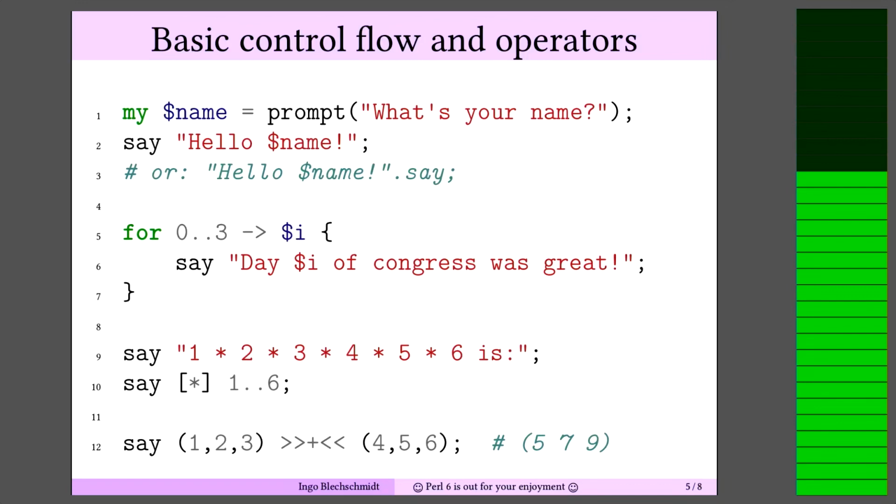Finally, in the last line, you see another way of systematically creating new operators out of given ones. This is the operator for doing component-wise addition. So you have 1 plus 3, 2 plus 5, and 3 plus 6.